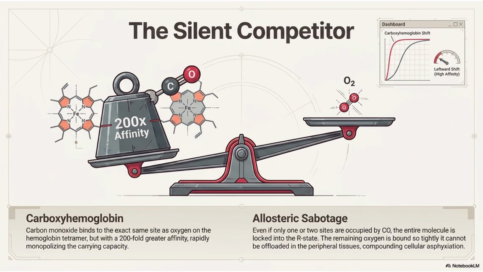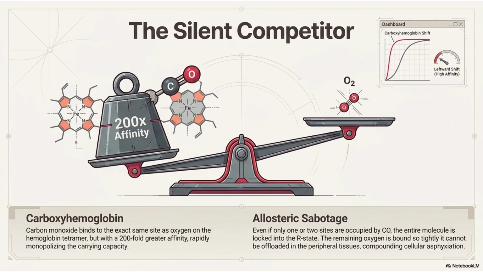We've now seen how oxidation of iron can prevent hemoglobin from carrying oxygen. But there's another threat that's even more deceptive. Instead of changing the hemoglobin molecule itself, this one simply beats oxygen in a competition for the same binding site. That competitor is carbon monoxide.